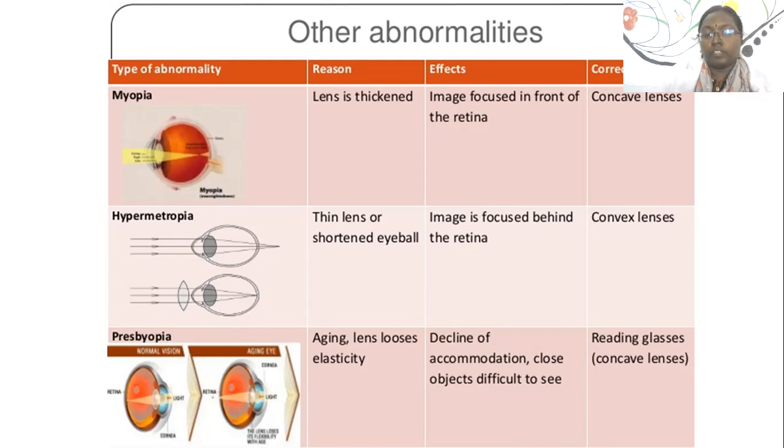Presbyopia is seen in aging. Here the lens loses elasticity. There is a decline in accommodation. So the patient has difficulty in seeing nearer objects. Treatment includes reading glasses.